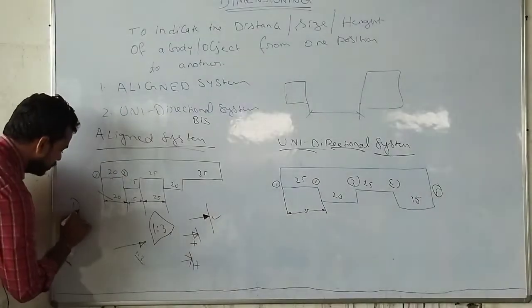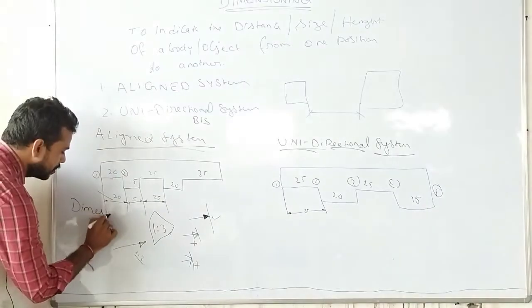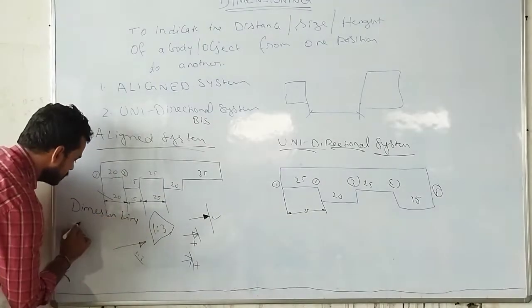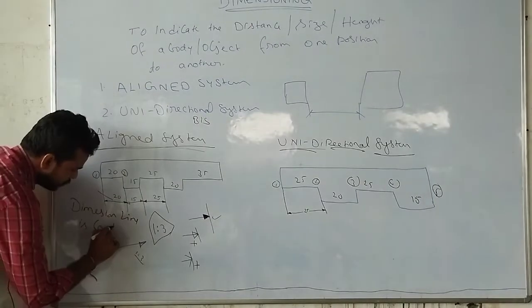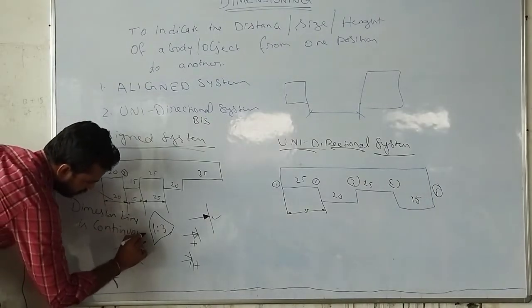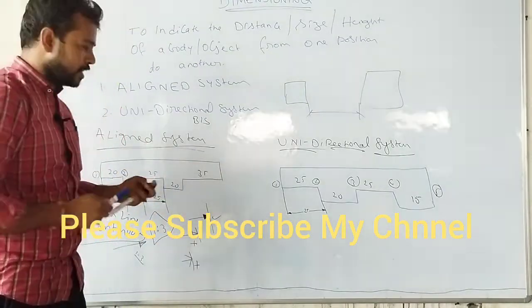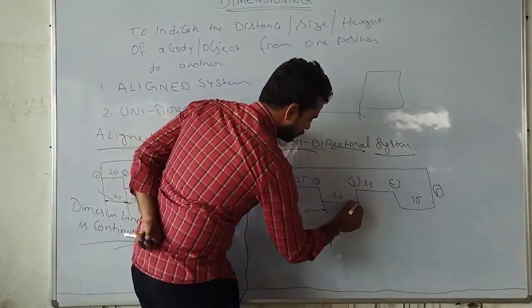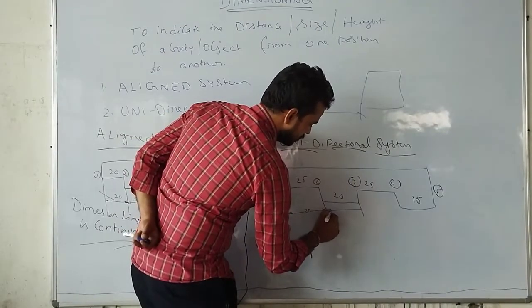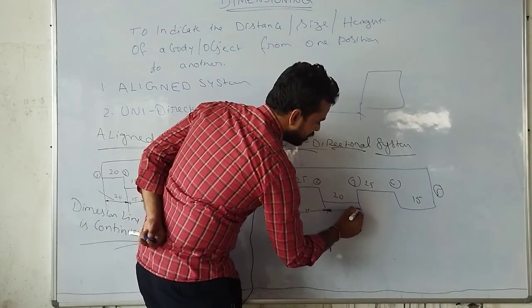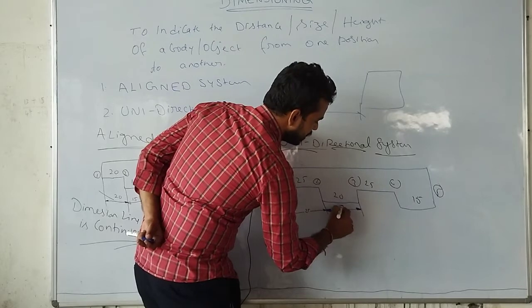Please note it down. Dimension line is continuous. Here the dimensioning line is not continuous. Okay, and here this is one. Every time the arrow must be closed and filled.